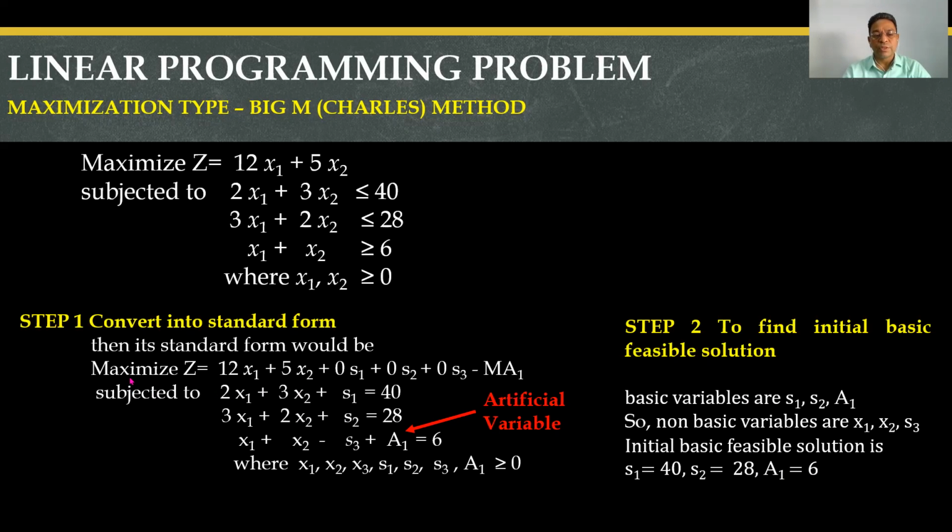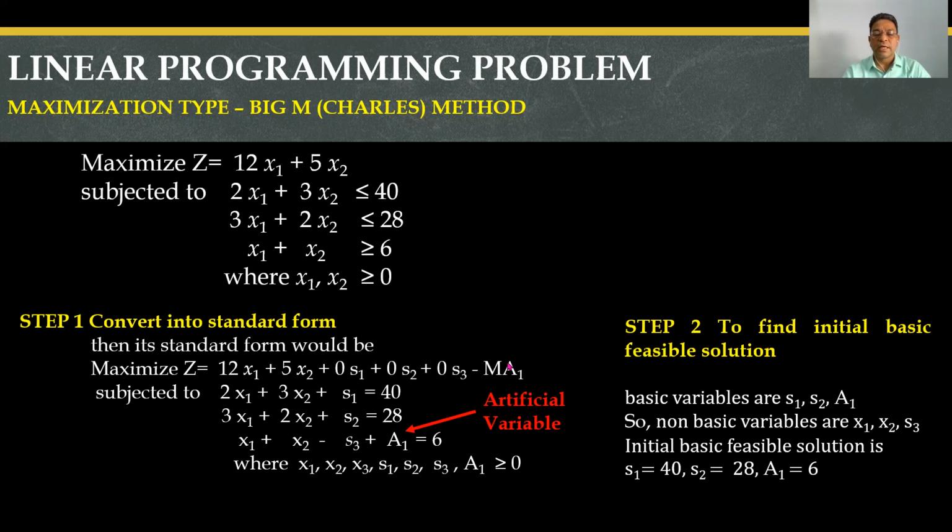Now look at the objective function. When we convert the given problem into standard form, it becomes maximize z equal to 12x1 plus 5x2 plus 0s1 plus 0s2 plus 0s3. By now you are familiar with this 0s1, 0s2 and 0s3, as they do not contribute to the objective function. So we'll write the coefficient as 0.